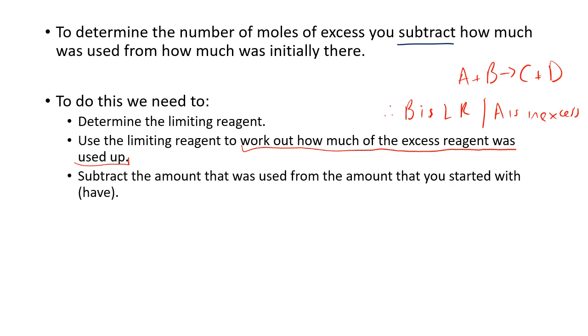What's using it up? B. So how much of A was used by B? Then we subtract that amount that was used from the amount that you started with. So the excess will be equal to the initial amount, subtract the amount that we use. Okay, so let's have a go at that.